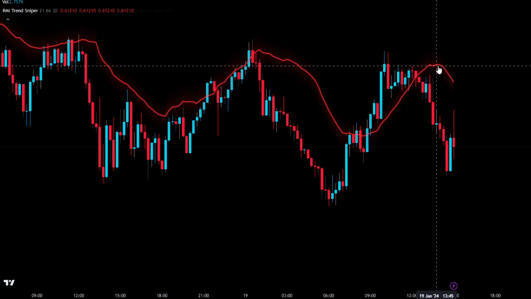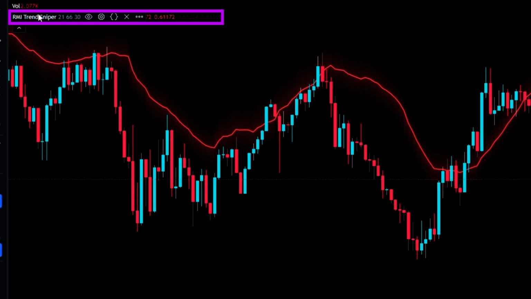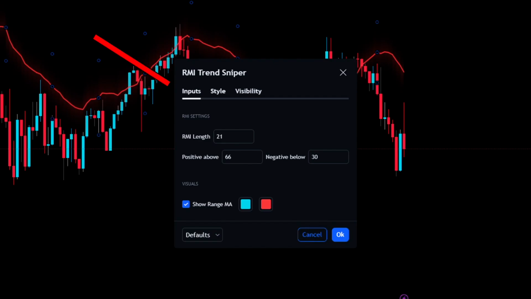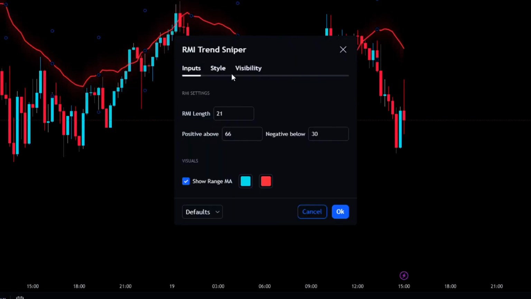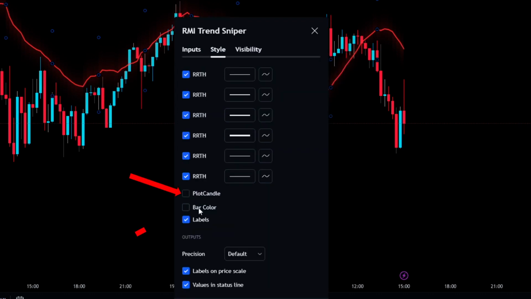Now you can either double click on the RMI line or head on over to the top left hand corner and slide across to the gear, which will open up the settings. Then head on over to Inputs, and underneath RMI settings, you'll see a selection for RMI length, and it needs to be set at 21. Then head on over to Style and uncheck both plot candle and bar color.